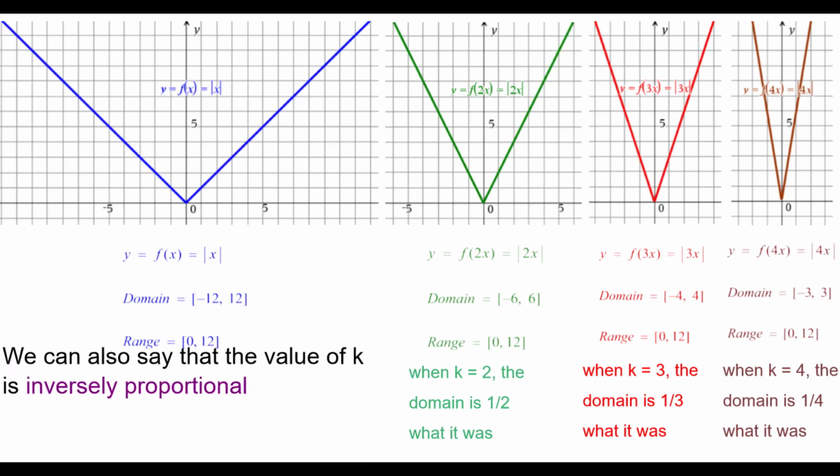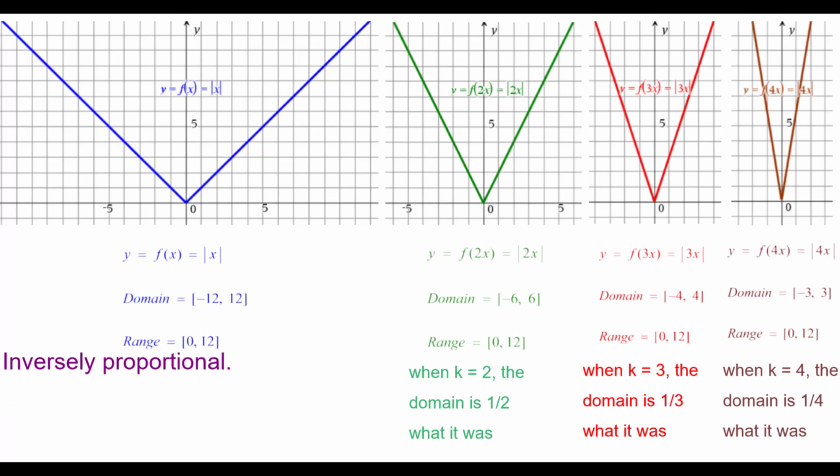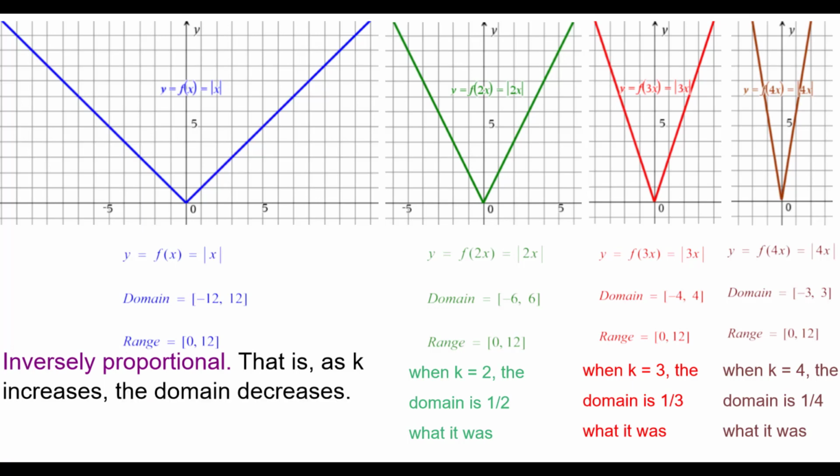We can also say that the value of k is inversely proportional to the domain or width of the graph. Now, inversely proportional, what does that mean? It means as k gets larger or increases, the domain or width decreases. And as k decreases or gets smaller, the domain or width increases. That's what we mean by inversely proportional: they go in different directions.